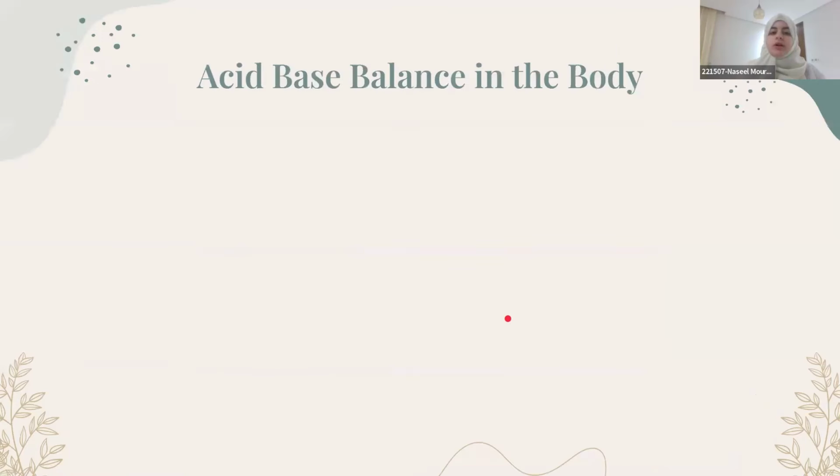Okay, so aren't these enough? What do you guys think? Is it enough to excrete your carbon dioxide and your H plus ions or different ions through the lungs or the urine?